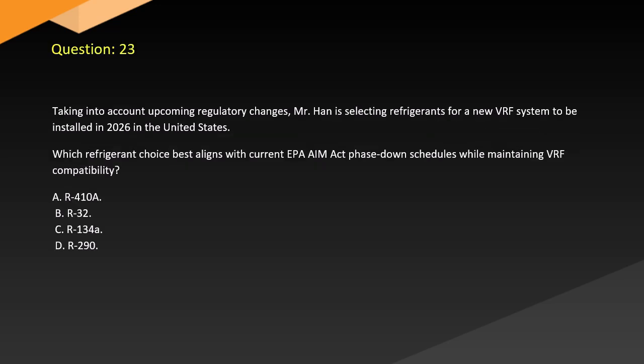Question 23. Taking into account upcoming regulatory changes, Mr. Istahan is selecting refrigerants for a new VRF system to be installed in 2026 in the United States. Which refrigerant choice best aligns with current EPA AIM Act phase-down schedules while maintaining VRF compatibility? A. R-410A. B. R-32. C. R-134a. D. R-290.